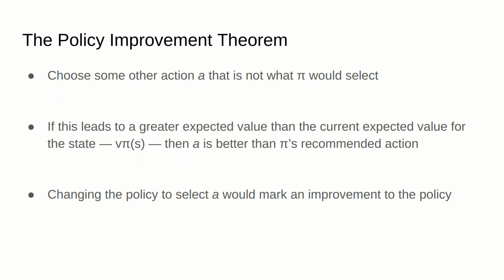One way to verify if one of the other actions is better is to choose some other action that pi would not choose, and then afterwards continue to follow pi. And if this leads to a greater expected value than the current expected value for the state, which is v pi of s, then this implies that this other action is actually better than pi's recommended action. In other words, changing the policy to select this other action would mark an improvement to the policy, and this is called the policy improvement theorem.